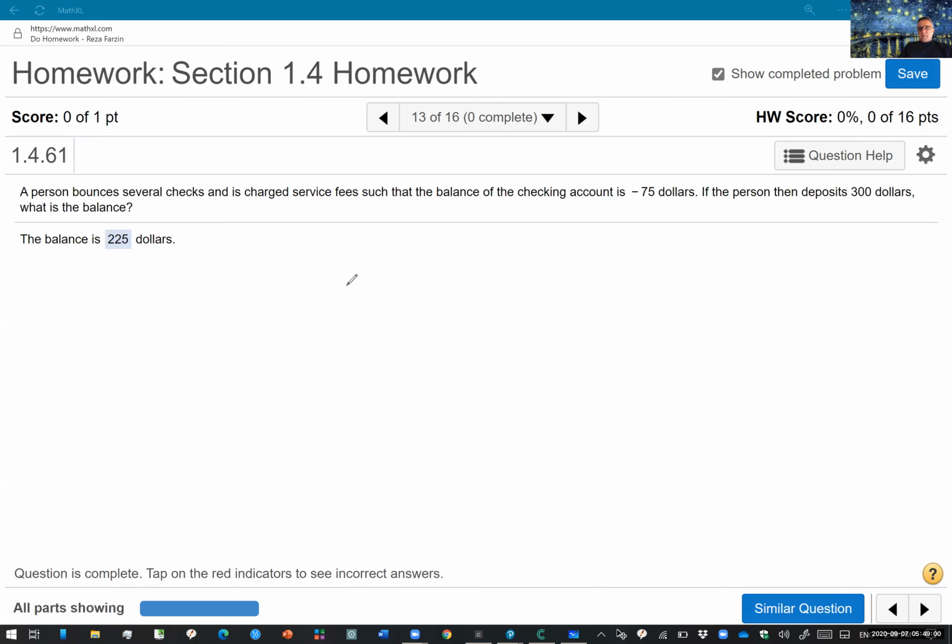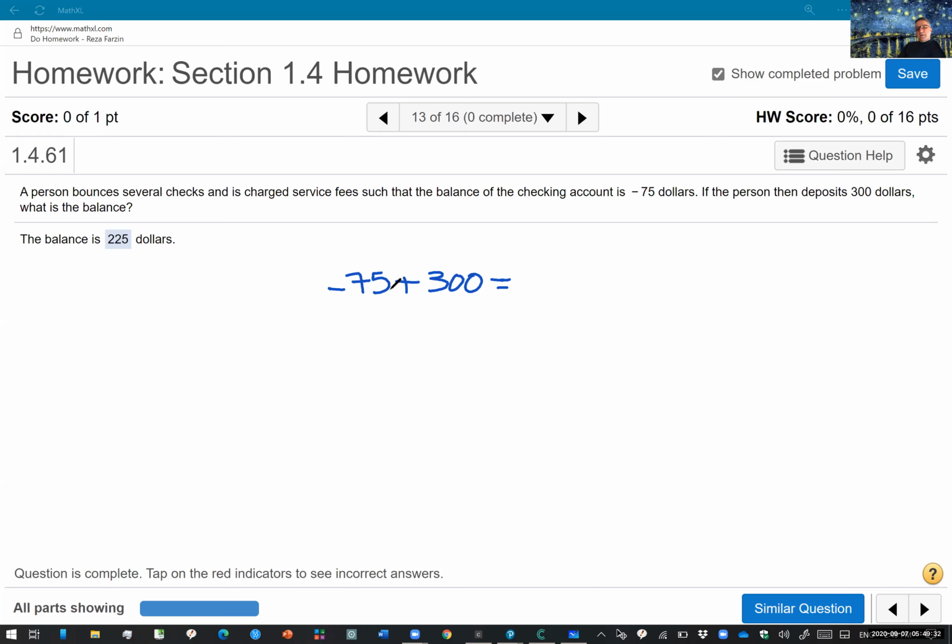Well, what's your starting balance? Negative 75 is your starting balance. And what do you do then with the 300? Are you adding it, or is it a withdrawal or a deposit? Deposit. So it's going to have what kind of sign? Plus. So plus 300. That's exactly what I expect to see on your worksheet on a problem like this. Very simple, but this tells me you know what you're doing.